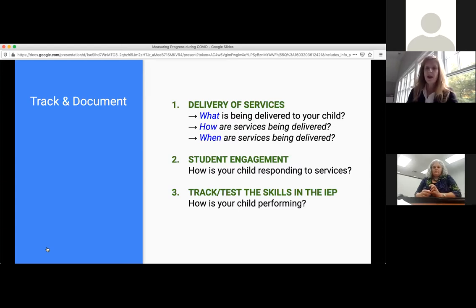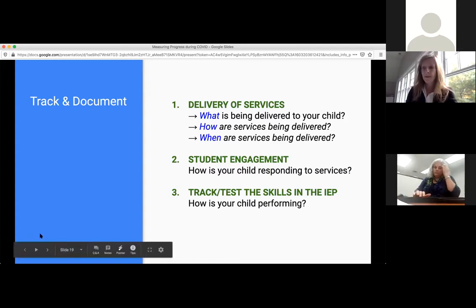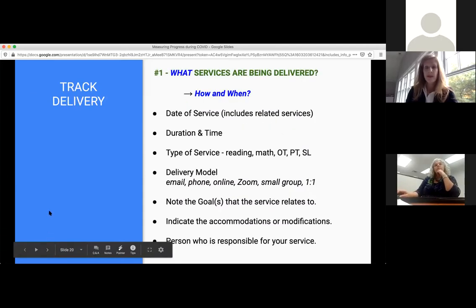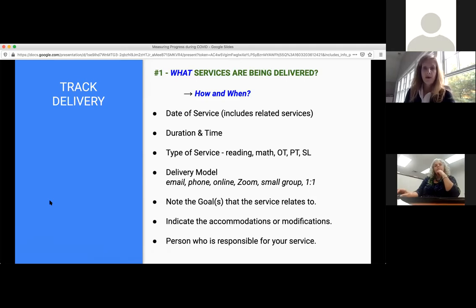And this is commentary about your child's behavior, your child's participation, his or her attitude. And then my third bucket is you want to be tracking or testing the skills that are in the IEP. And this really goes to your child's performance. So how is your child performing? So let's start with the first bucket. And this is the what services are being delivered, how they're being delivered, and when they're being delivered.